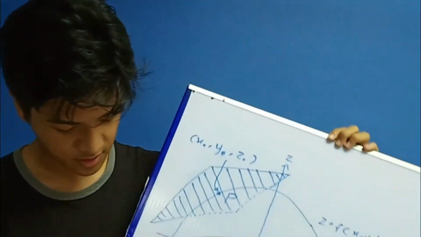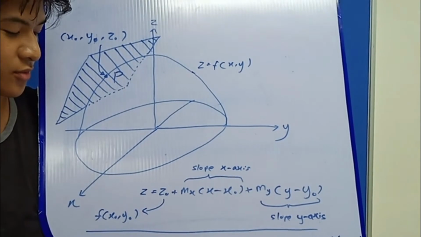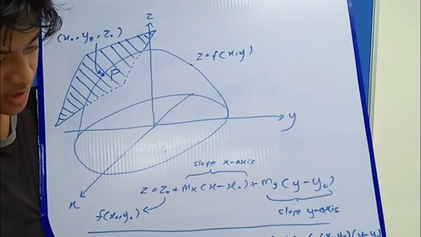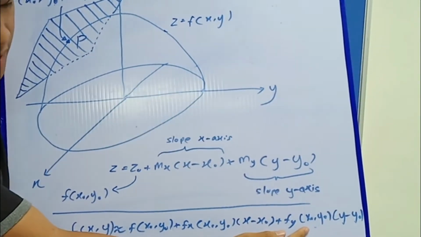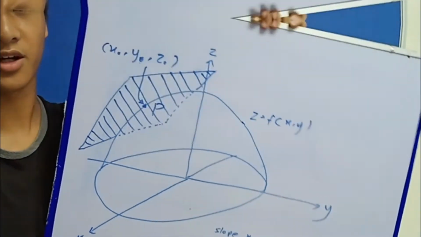For the linear approximation, as we know, the formula is f(x, y) approximately equals f(x naught, y naught) plus f_x(x naught, y naught) times (x minus x naught) plus f_y(x naught, y naught) times (y minus y naught). That's all from me. Thank you.